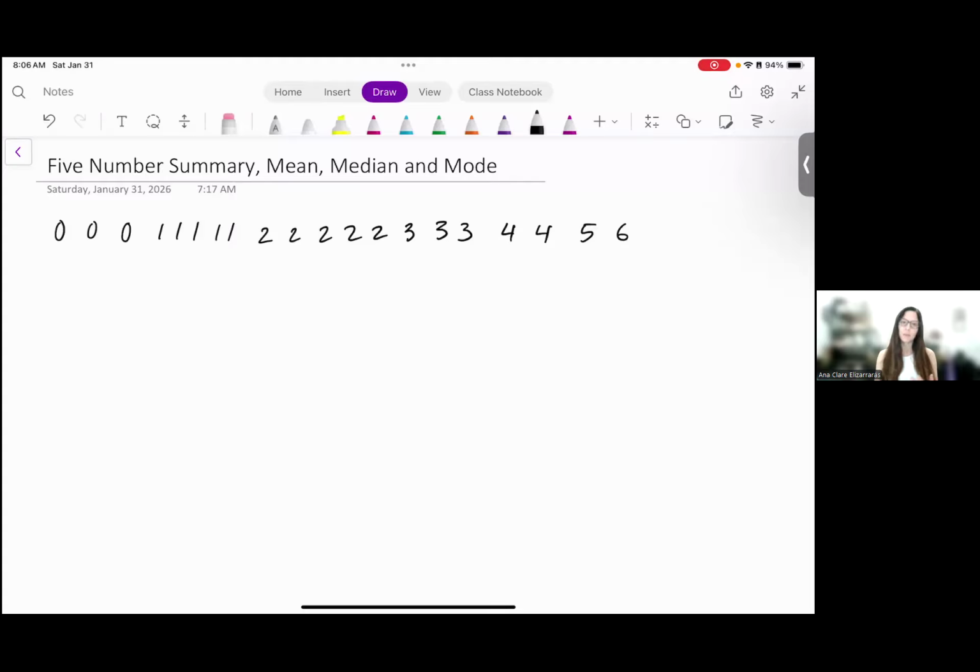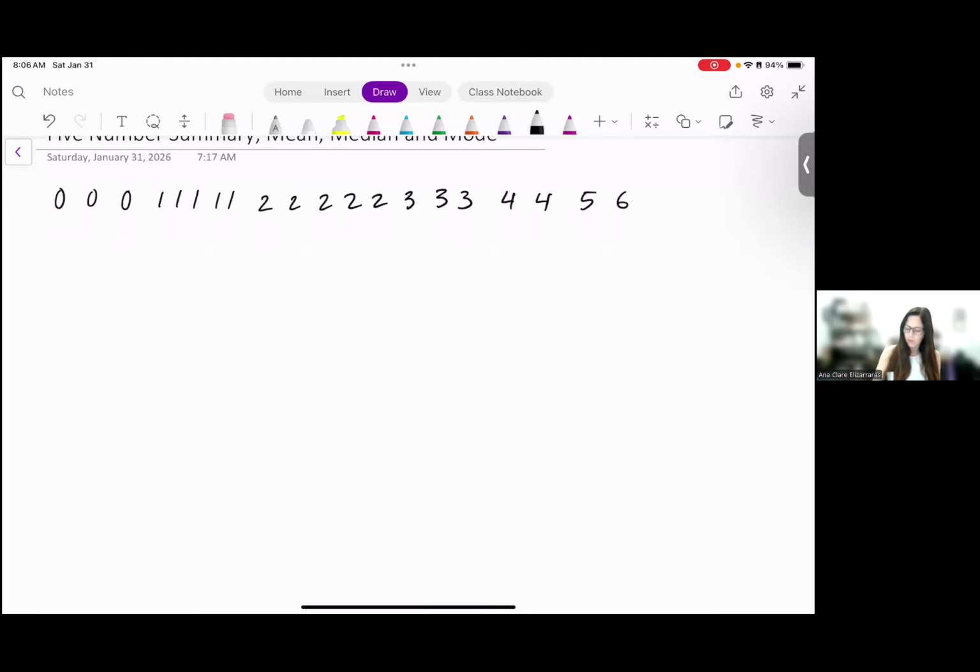We're going to be talking about the five-number summary, the mean, the median, and the mode today. We are dealing with the same data set that we've been using for the box plot video, as well as the percentile and quartiles. This is the number of siblings that an individual has. There are 20 data points here. In the percentiles and quartiles video, we talked about how to find the quartiles as well as the median.